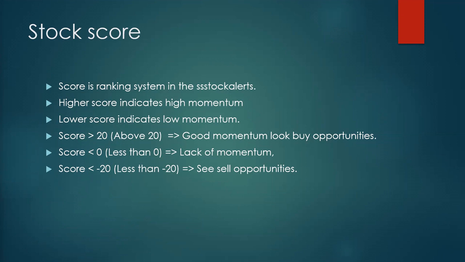If the score value is greater than 20, it indicates the stock is in good momentum, so look for some buy opportunities for swing trading. If you see the score is less than 20 but above 0, that is a lack of momentum, but it's still good. But if you see the stock score is less than minus 20, look for sell opportunities. There is no momentum in those stocks. Buying those stocks for swing trading is not good. Look for some sell opportunities.